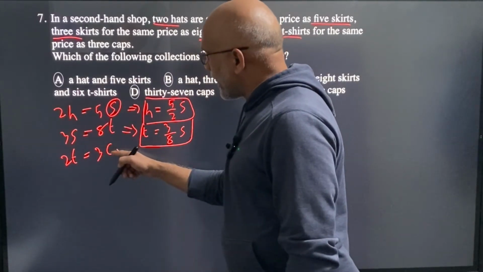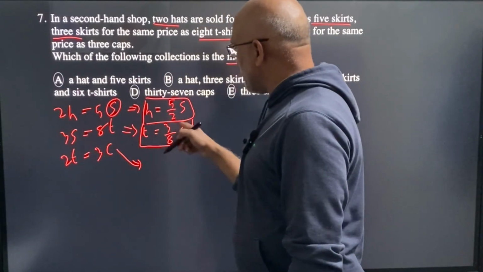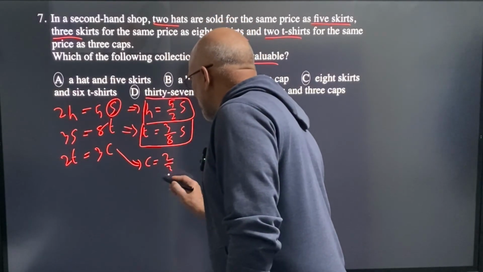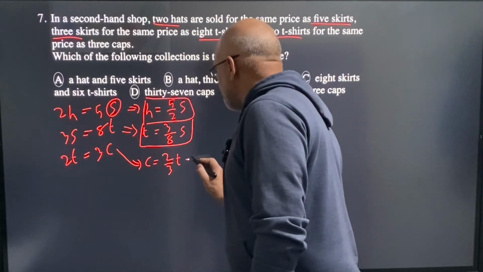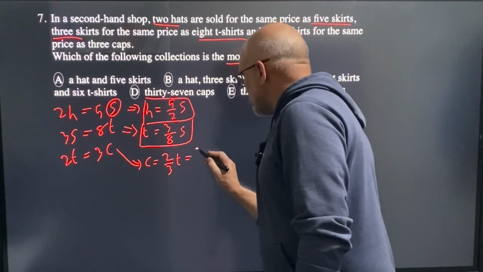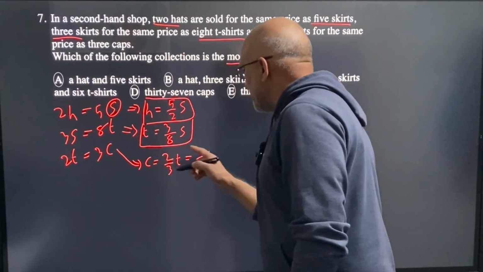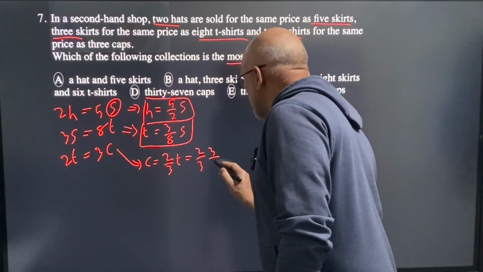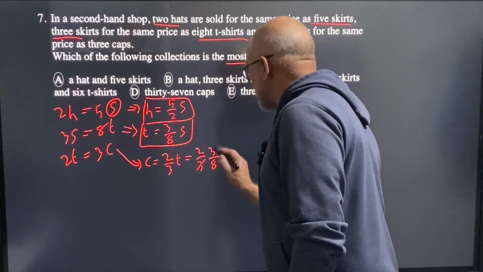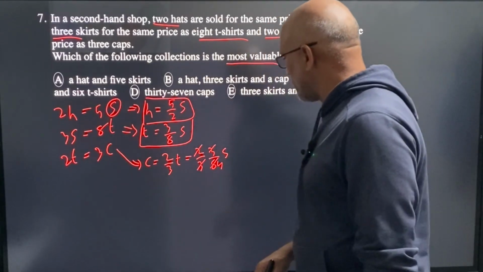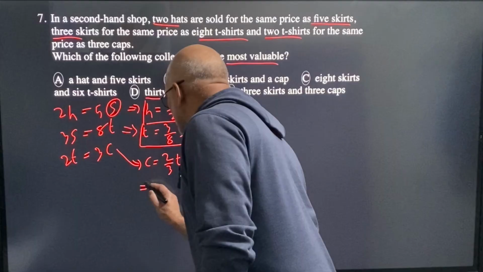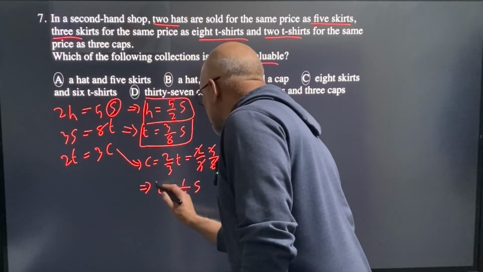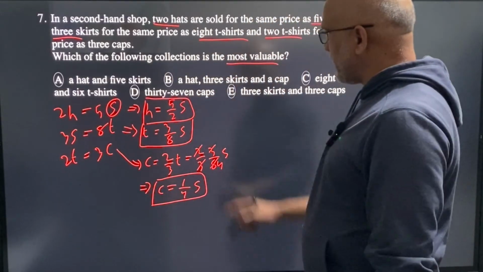From here, C I can express in terms of T, and I already know T in terms of S. C is going to be 2 by 3 T, and T is 3 by 8 S. So 3 cancels, this is 1/4 S. So this implies C is equal to 1 by 4 S. All right, so I have everything in terms of S.